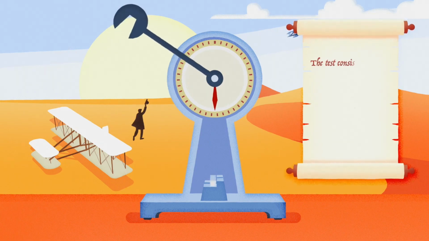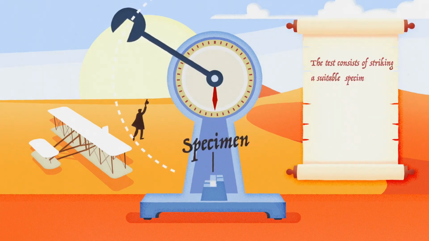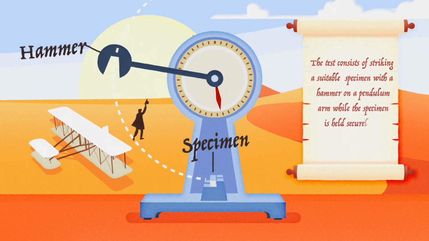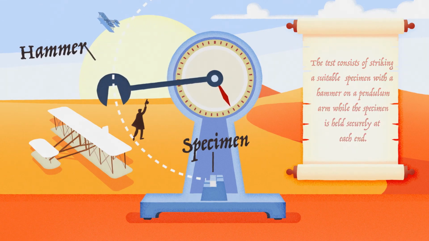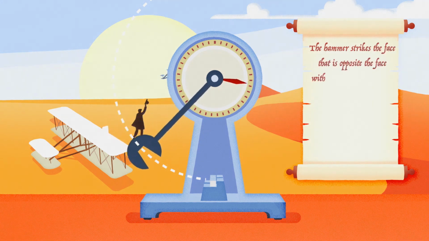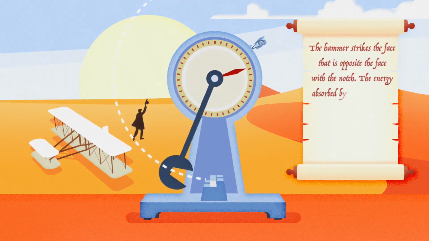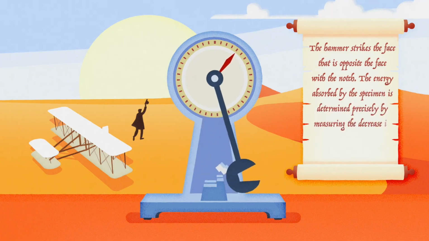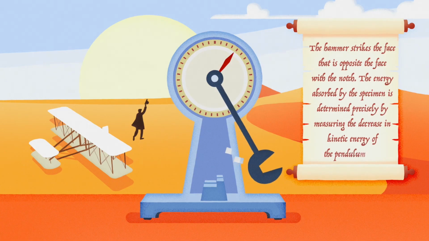The test consists of striking a suitable specimen with a hammer on a pendulum arm, while the specimen is held securely at each end. The hammer strikes the face that is opposite the face with the notch. The energy absorbed by the specimen is determined precisely by measuring the decrease in kinetic energy of the pendulum arm.